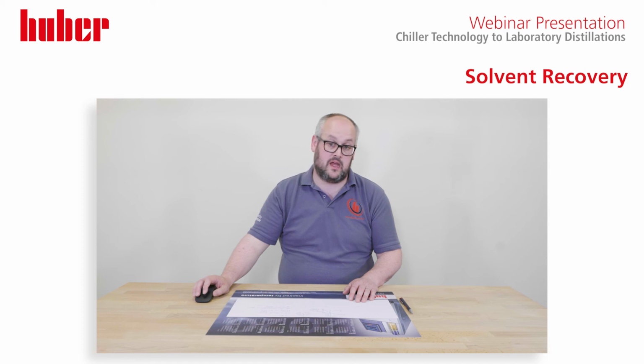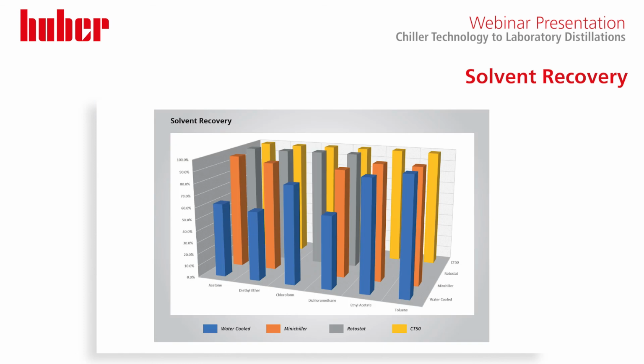However, if we then look at water cooled systems versus the mini chiller versus the Rotostat versus our new CT50 range of cold traps, we will see in each case water cooled gives the lowest rate of recovery. Okay, I have to be open here. The Rotostat data was run back in the 80s, but we did the same testing on each of the new applications. So if we look at the solvent recovery, we do not have a complete list for the Rotostat because ethyl acetate and toluene was not run.